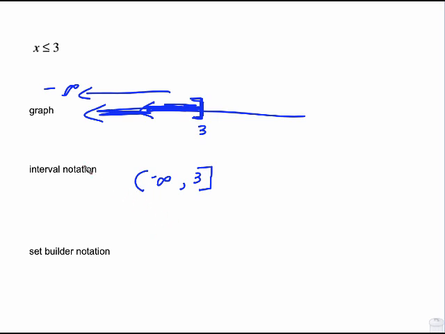Set builder notation, let's go up here, just dress this up, squiggly, x such that x is less than or equal to 3. One little thing to be careful of, and that is on your set builder notation, if by some chance this had been something like y greater than 6, you must have agreement with your letters. So you'd have to say the set of all y such that y is greater than 6.